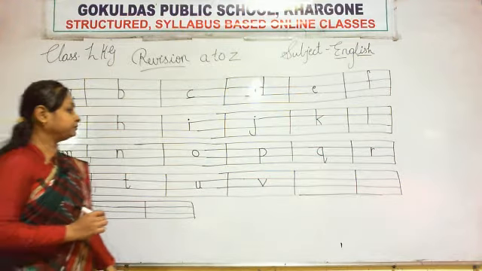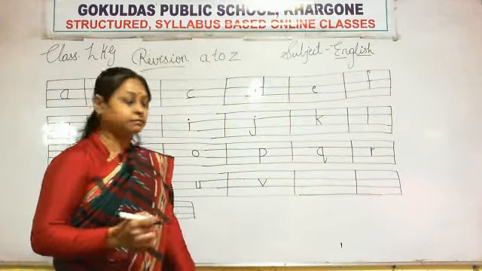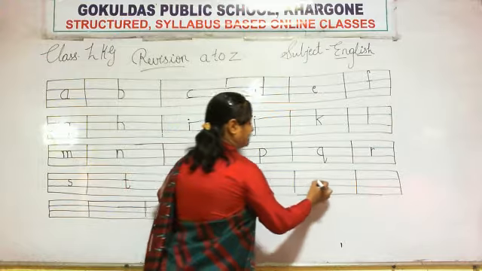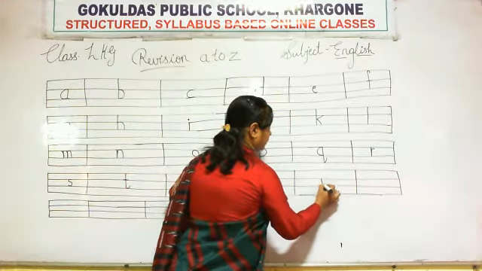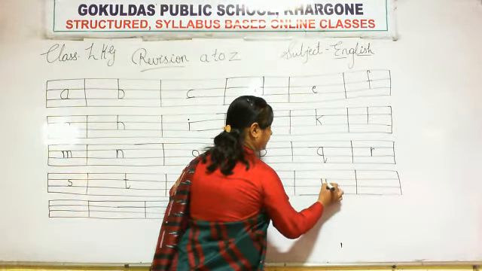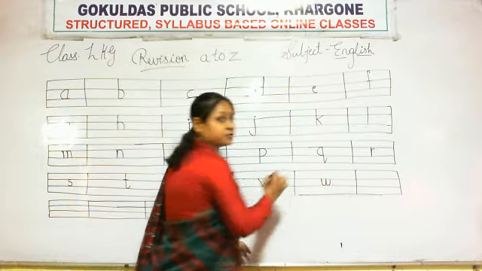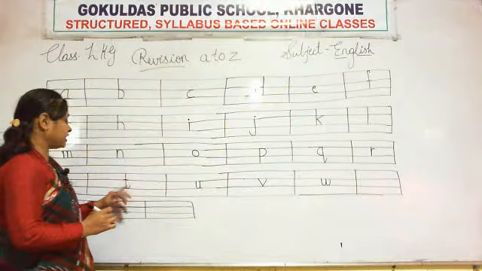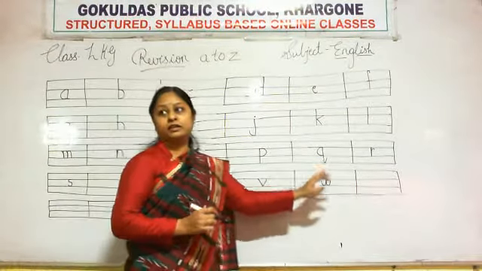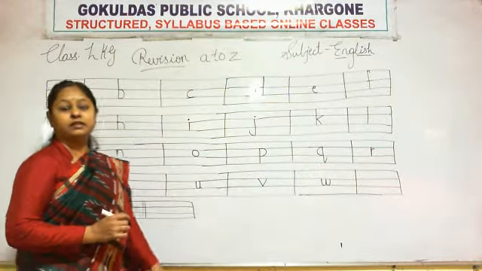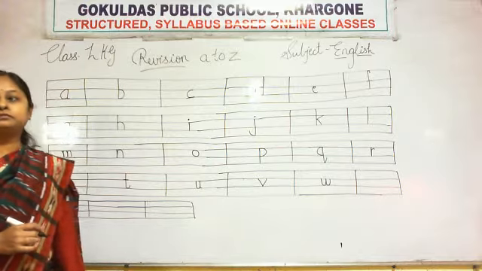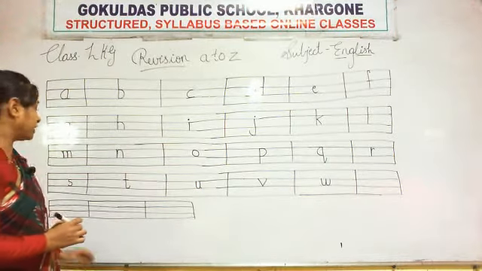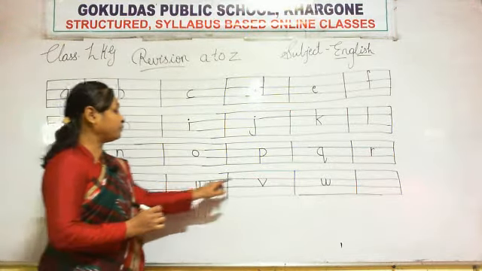After V, which letter will come? W. So how will you write it? Down, curve, up, again down, curve, up. Which letter is this? W. S, T, U, V, W. Done in your notebook?